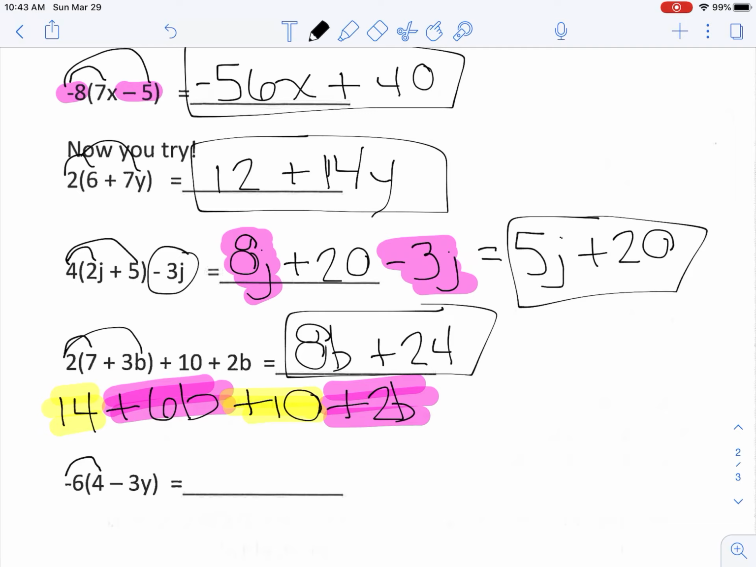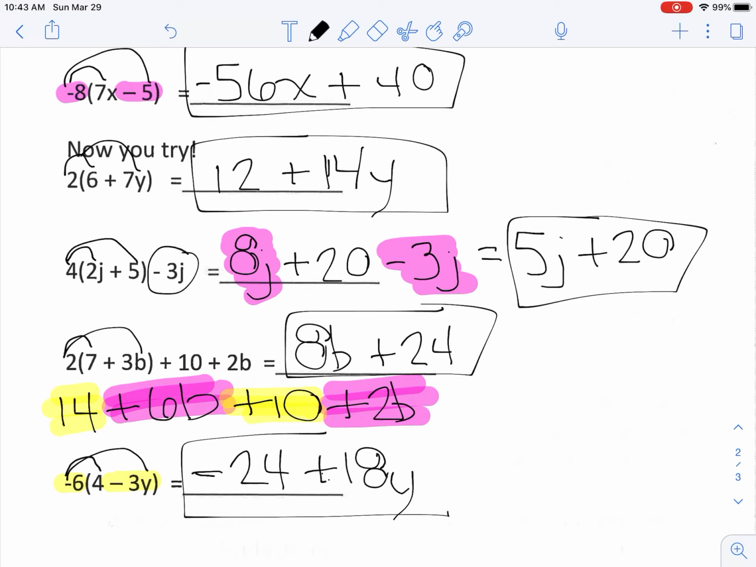All right, last one here. Negative 6 times 4. Negative times positive is negative, so that's negative 24. Pay close attention. That minus 3y is a negative 3y, and we've got a negative 6. The rule for multiplying a negative times a negative becomes a positive. Those two negatives cancel. So negative 6 times negative 3y becomes a positive 18y. So that would be our final answer. We cannot combine those terms.